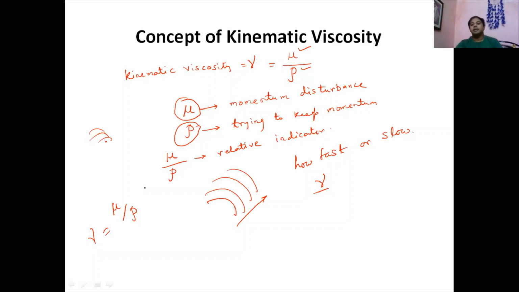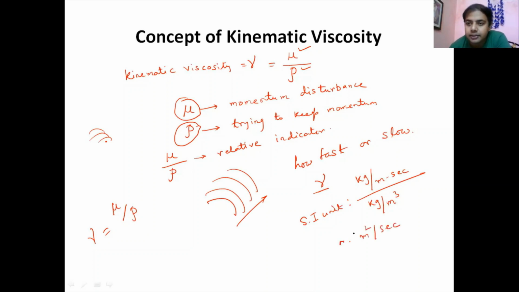So what should be the unit? If we go to the unit, the SI unit. So mu SI unit is kg per meter second. Divide it by rho. Rho is kg per meter cube. So it comes to meter square per second. The CGS unit, in a similar way, is centimeter square per second. So area per second. How much area will it cover per second?